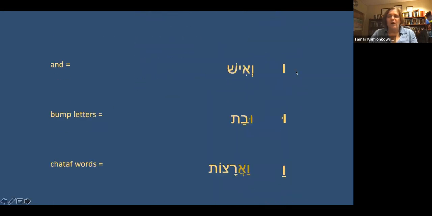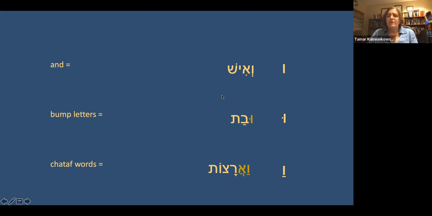All right, one final new piece, and then we'll come back to shem shalom. The consonant vav, v, means and. It's a conjunction. Most of the time, it'll just appear as vi and attached to a noun.